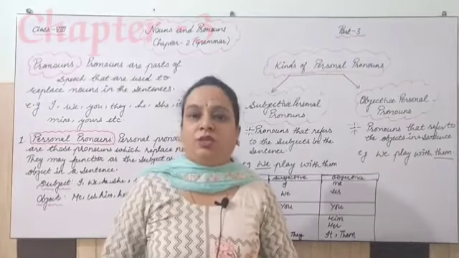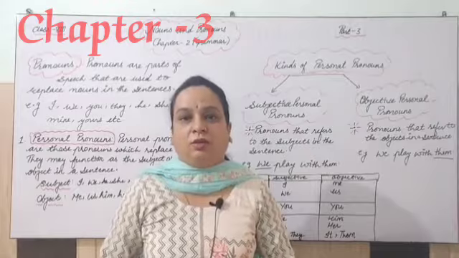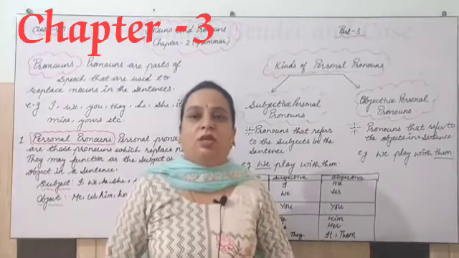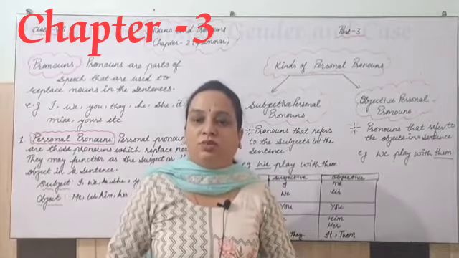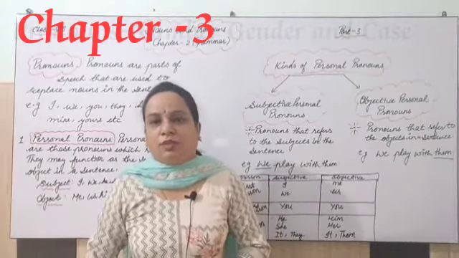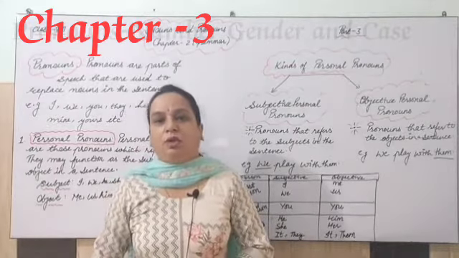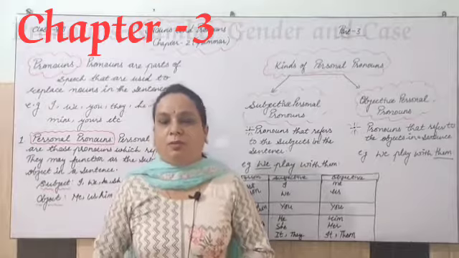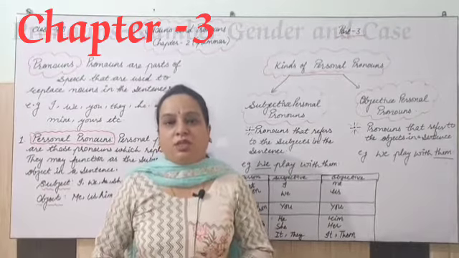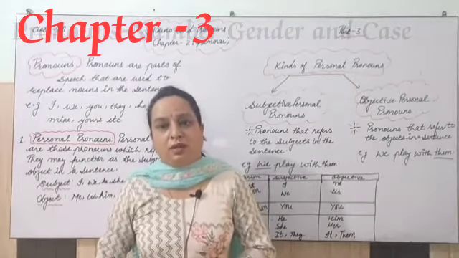So dear students, as you know, we have completed two parts of this chapter, nouns and pronouns, where we have completed nouns. What are nouns? What is the definition of noun? And how many kinds of nouns are there? There we learned that nouns are of 5 kinds. Number 1 is common, 2 is proper, number 3 is abstract, number 4 is collective, and number 5 is material. We have done that with the help of examples and we learned that.